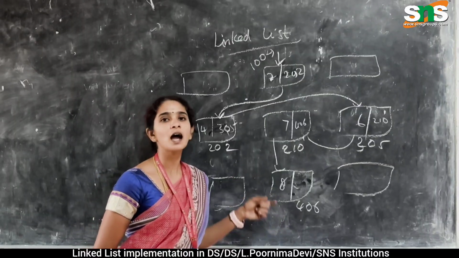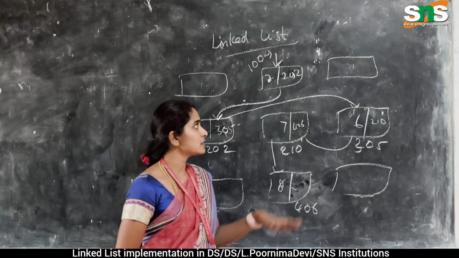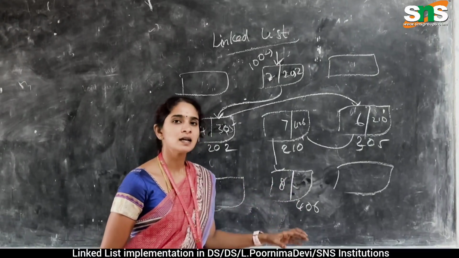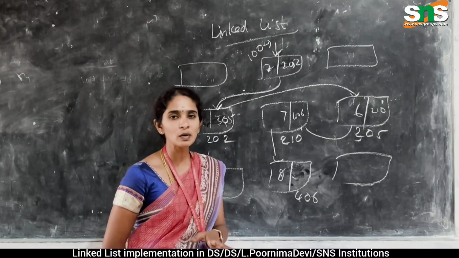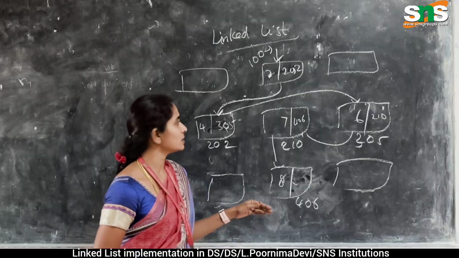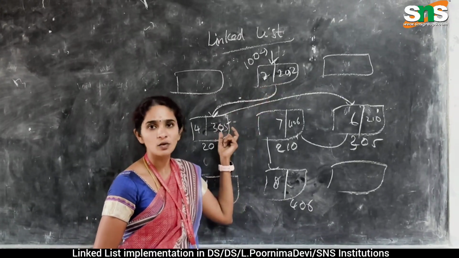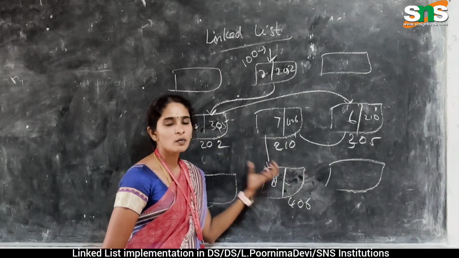This is one of the advanced concepts used in all fields. You can store your elements in any places, but each element has to know the address of the next element. This is the process. The first element knows the address of the second, the second knows the address of the third, so this will be sequentially ordered.